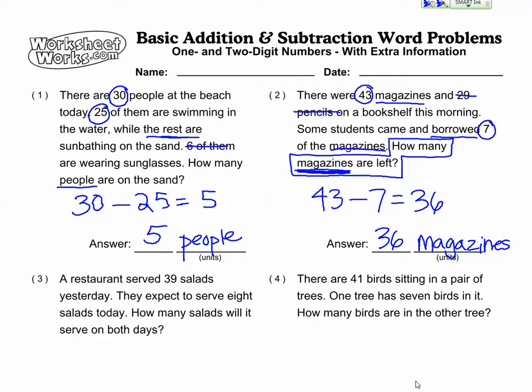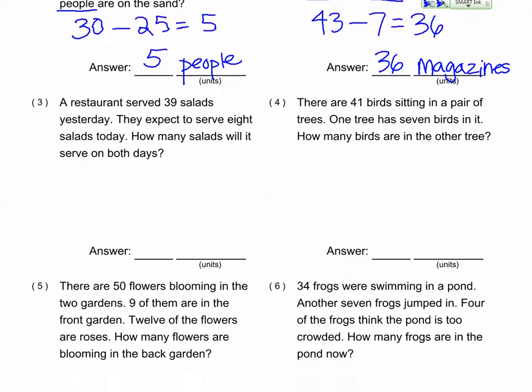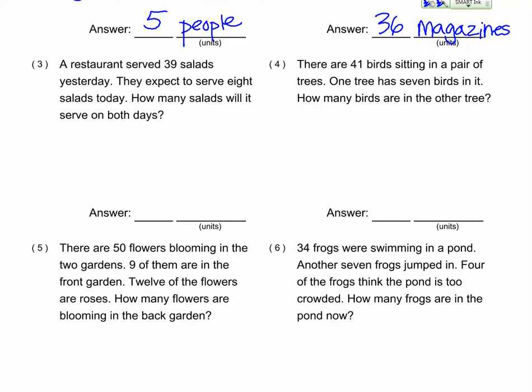Okay, let's take a look at number 3. I think I'm going to do 3 with you, and then I'll do 3 multiplication and division problems with you and have you do the other 3. So number 3: a restaurant served 39 salads yesterday. They expect to serve 8 salads today. How many salads will it serve on both days? Let's go ahead. I'm going to box the question to begin with, just so I know what my focus is. How many what? Salads will be our units, okay?